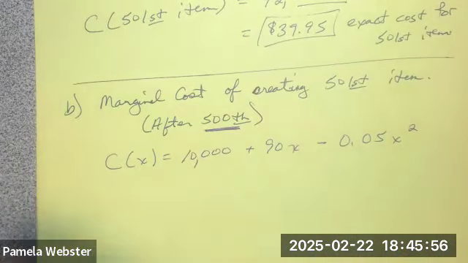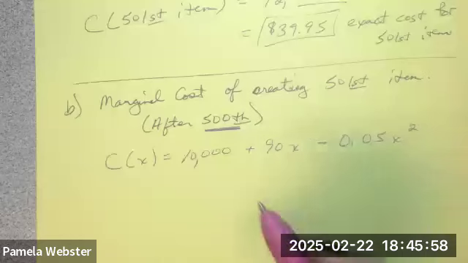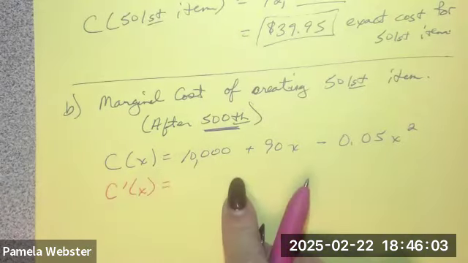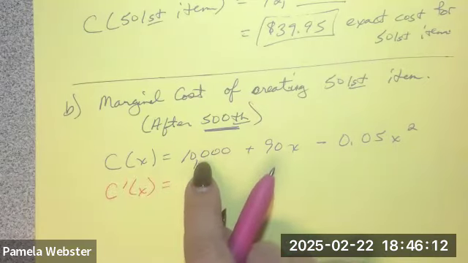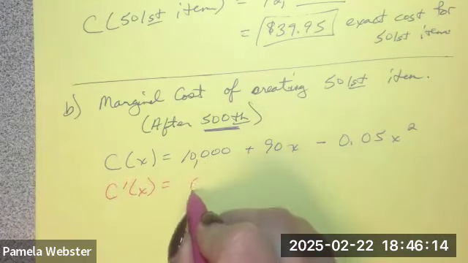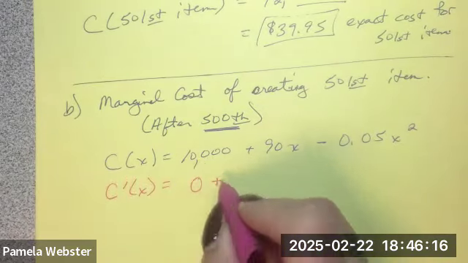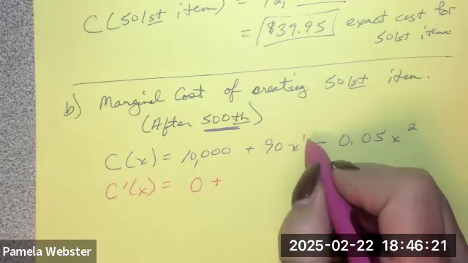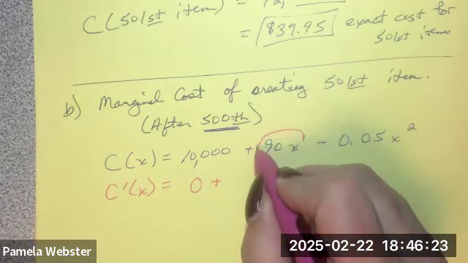Now, what I'd like for everybody to do is kind of pause the video and see if you can find C prime of x all by yourself without me helping. Okay. Using your rules that we went through last time. Hopefully you can do that. And here's what I will say. 10,000 is a constant. The derivative of a constant is 0. Okay. This is actually x to the first power, right? So 1 times 90. I'm going to write it out and then I'll simplify it in a minute.